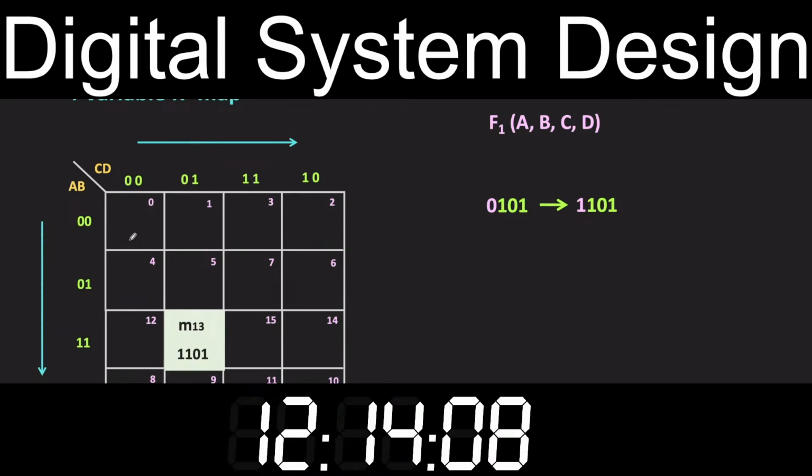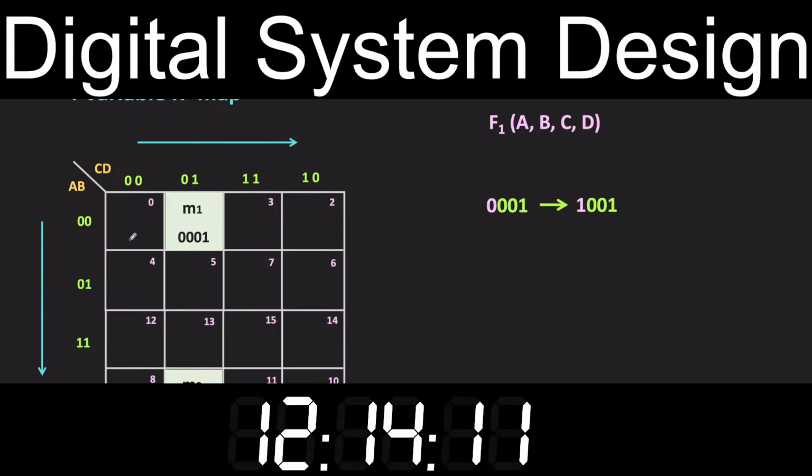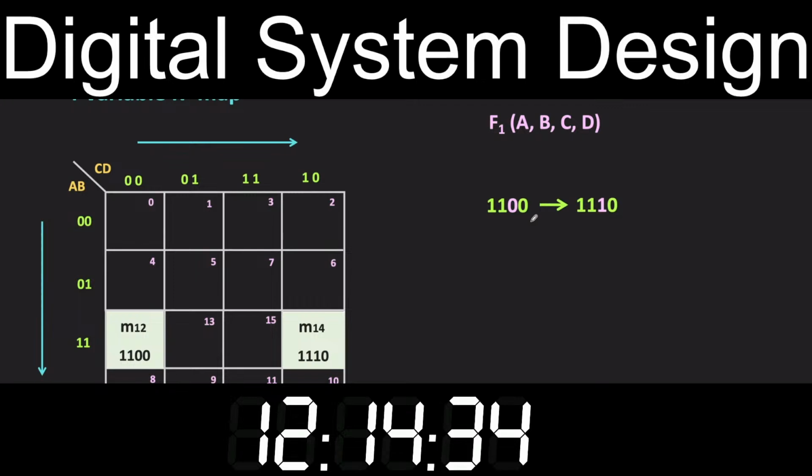Now the cells in the top row and the bottom row, which are in the same column, are also adjacent to each other. For example, this minterm M1 and M9 are also adjacent to each other because between them only the MSB is changing. Similarly, the cells in the first and the last column in the same row are also adjacent because if we wrap this map, then those cells will be adjacent to each other. For example, this minterm M12 and M14 are also adjacent to each other because between them only the second bit from the LSB is changing.